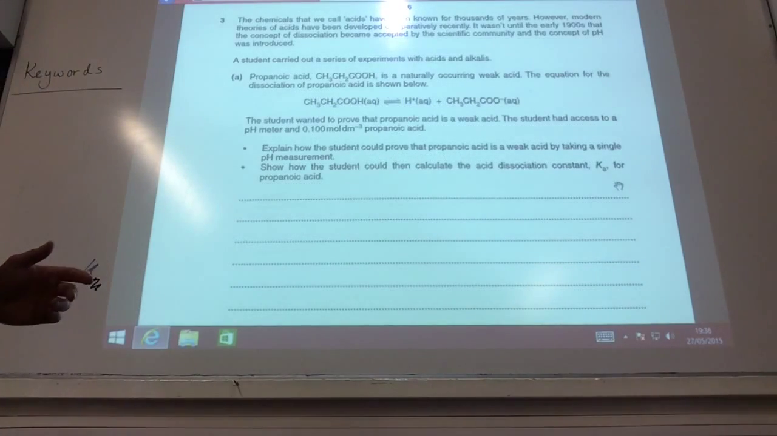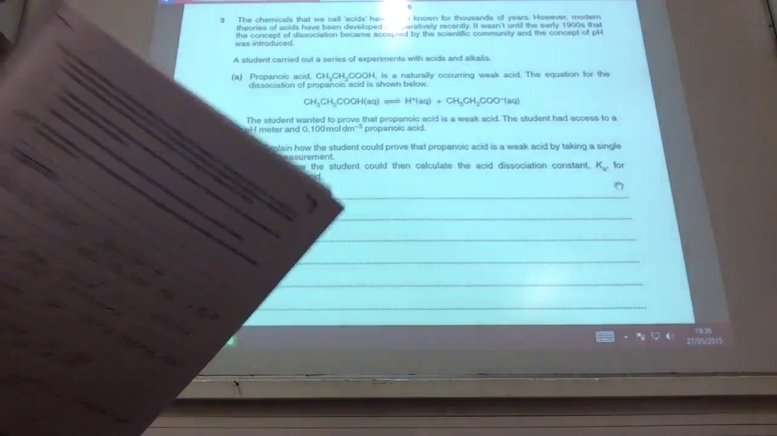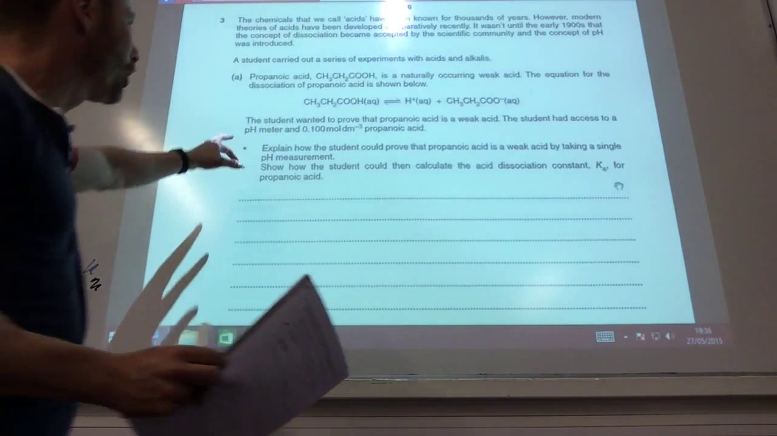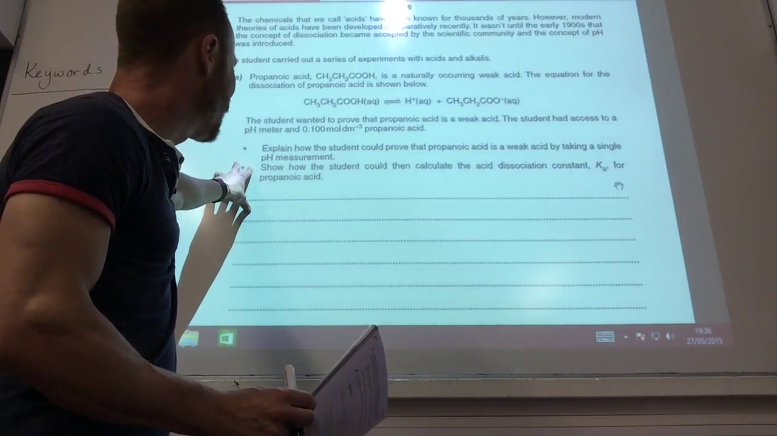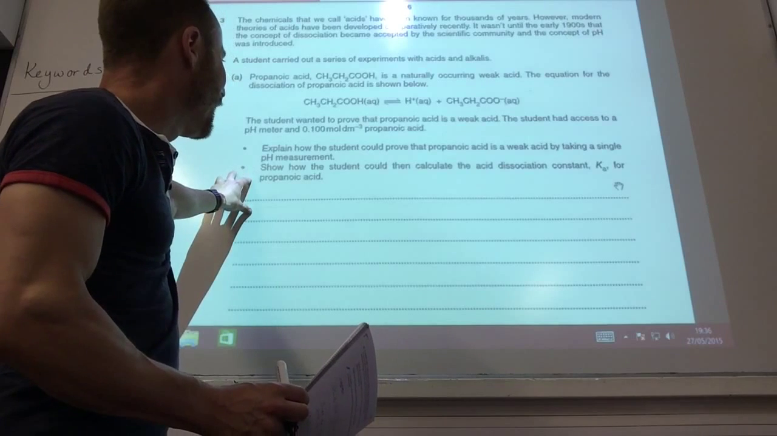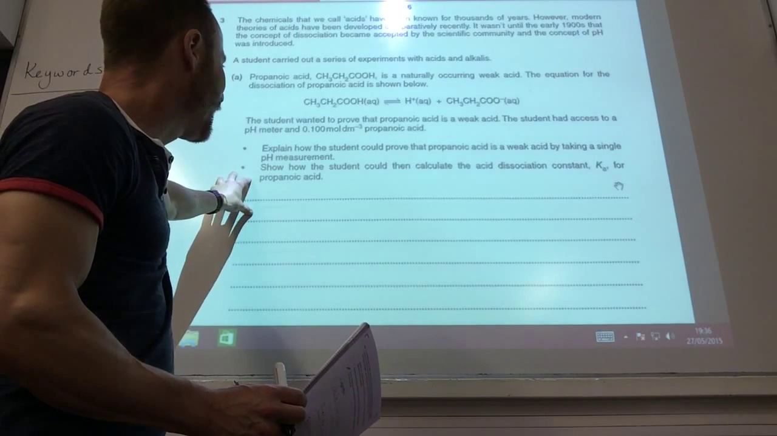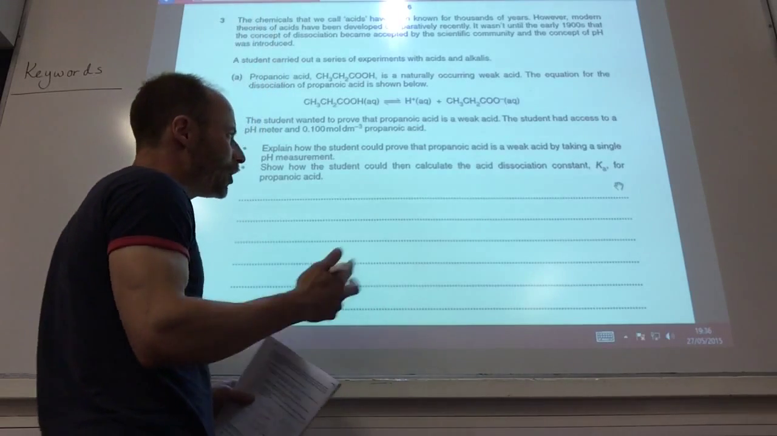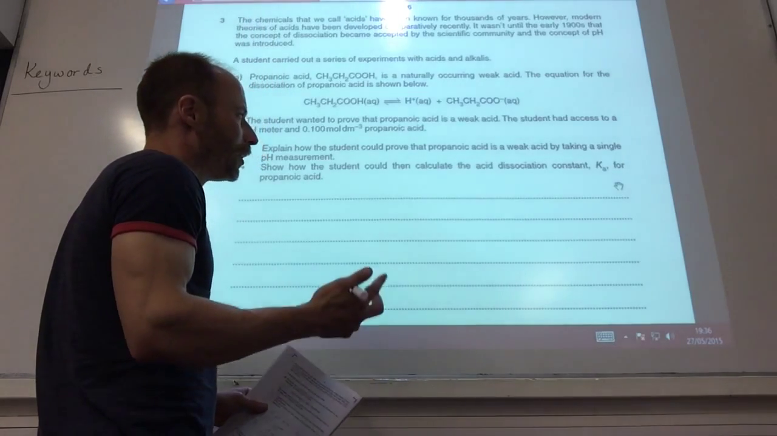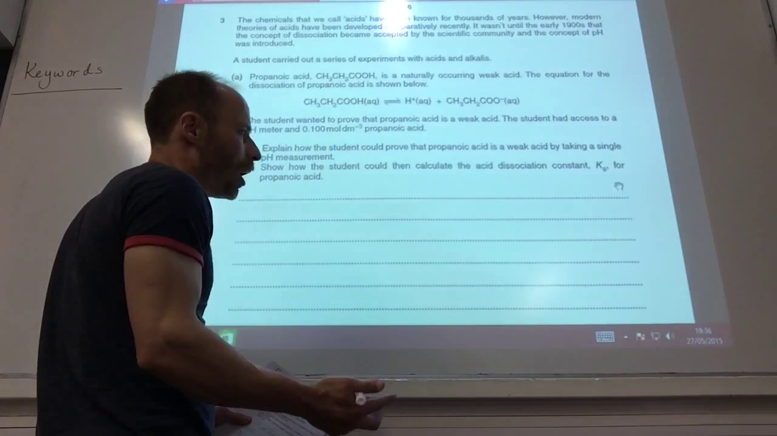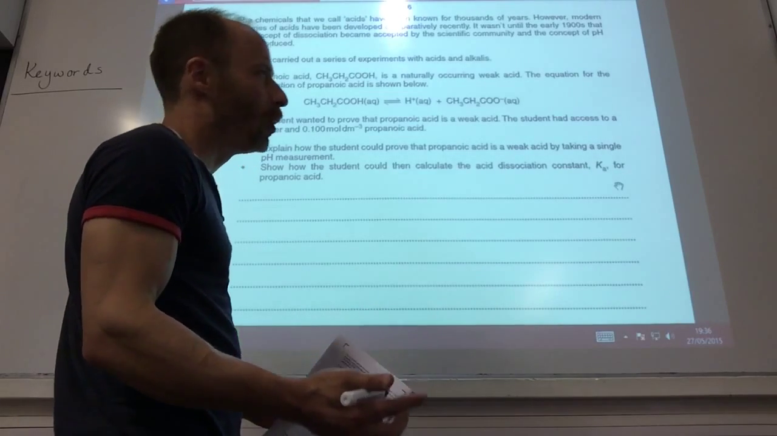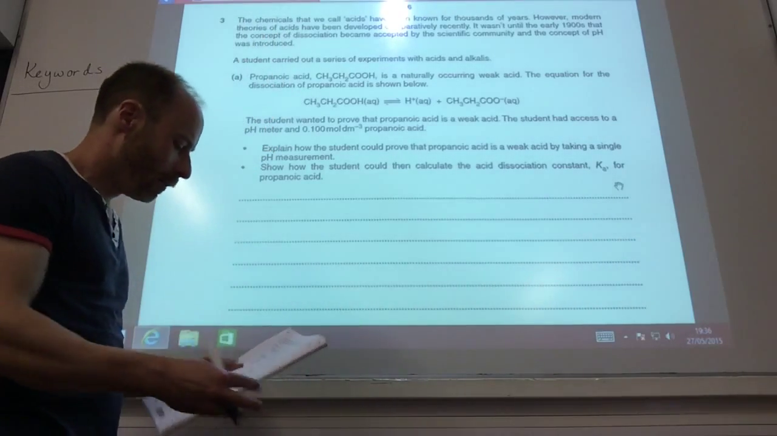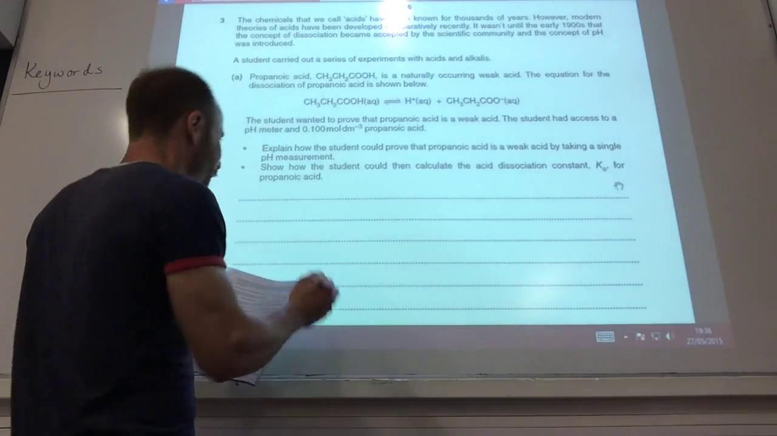Right, this is a slightly odd one. Explain how the student could prove that propanoic acid was weak by taking a single measurement, and then how can I calculate Ka for propanoic acid? So the first thing you would say is, obviously if you use a pH meter, the pH should be greater than 1 for it to be a weak acid. So one bar, pH should be greater than 1.